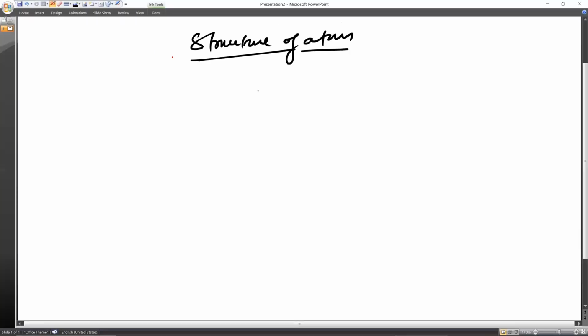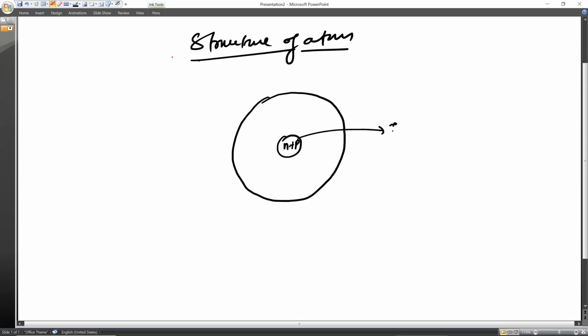So if you talk about the atomic structure, you know that the atom is the smallest individual particle which has three subatomic particles: electron, proton, and neutron, and they have their masses. And you know that the total mass of the atom is concentrated in the nucleus. Neutron plus proton constitute the total mass of the atom. And you have studied this in the ninth standard also.